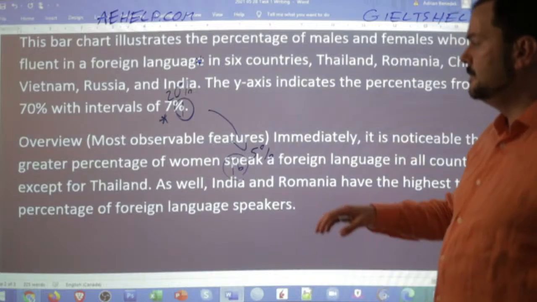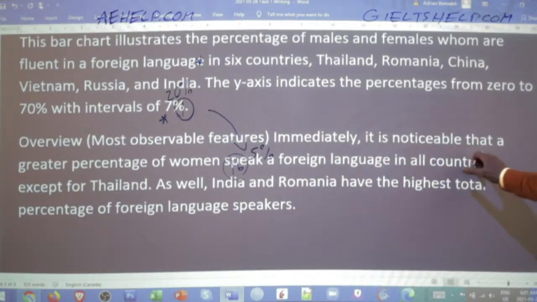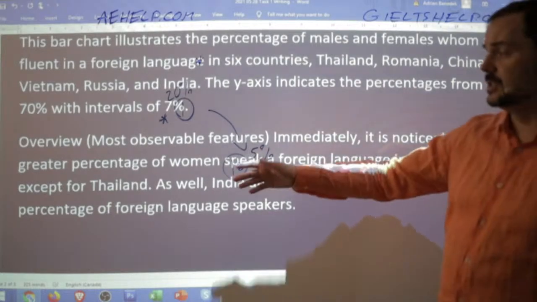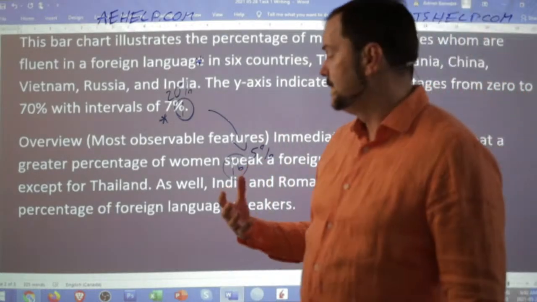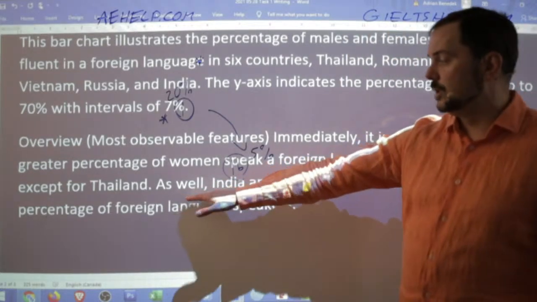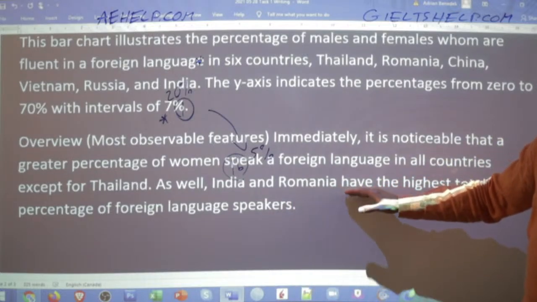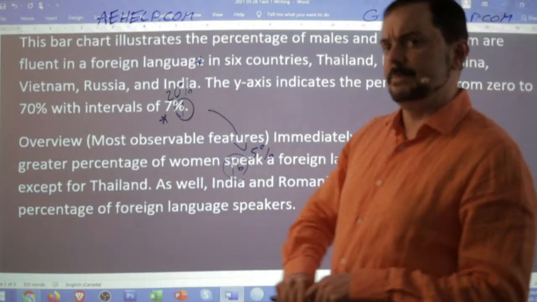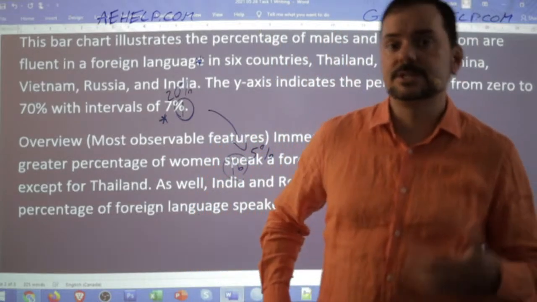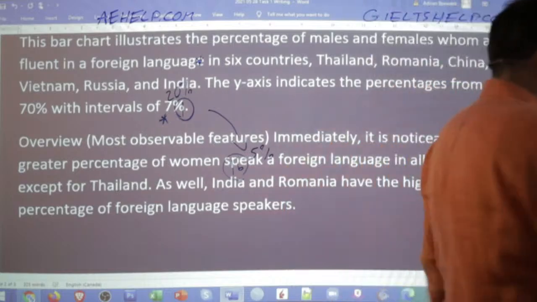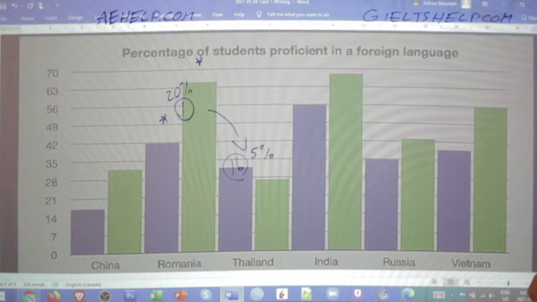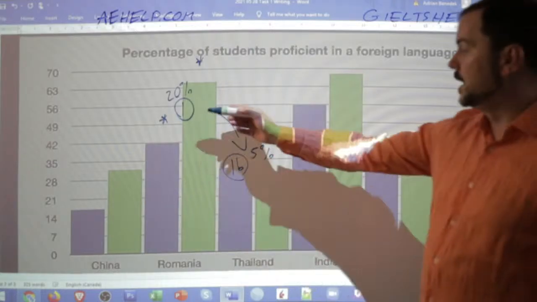So in my overview, I state that it's noticeable that a greater percentage of women speak foreign languages in all countries except Thailand. So that's kind of my thesis right there. Okay. And then this is a continuation of my thesis. So clearly I'm going to talk about that a little bit later on. Okay. All right. Does that make sense? Because that'll really help you. So when you think about your overview as your thesis, it makes quite a bit of sense, right? Okay. So there is our thesis point 1, basically.